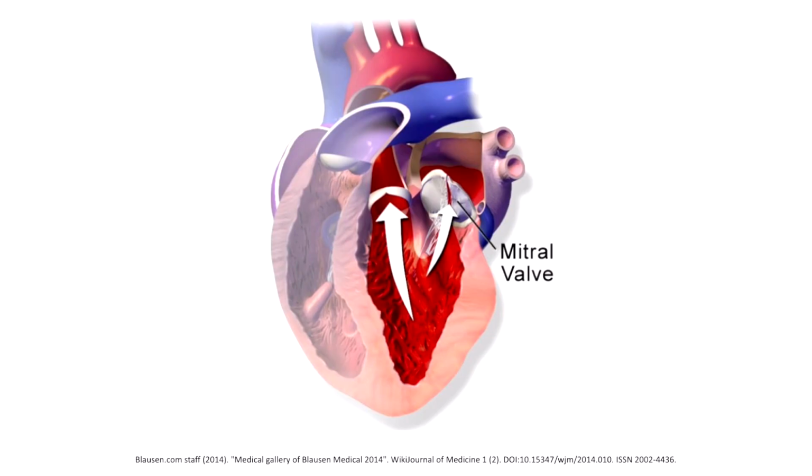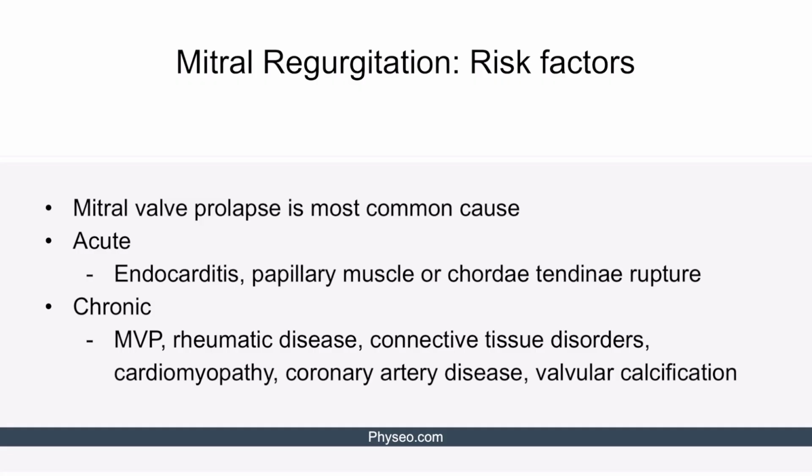This image displays the direction of blood flow during systole in the setting of mitral valve insufficiency. As you can see, blood will flow both in the appropriate direction along the aortic outflow tract and inappropriately back across the inadequately closed mitral valve. Mitral regurgitation is most commonly caused by mitral valve prolapse, which leads to regurgitant blood flow across an incompetent mitral valve.